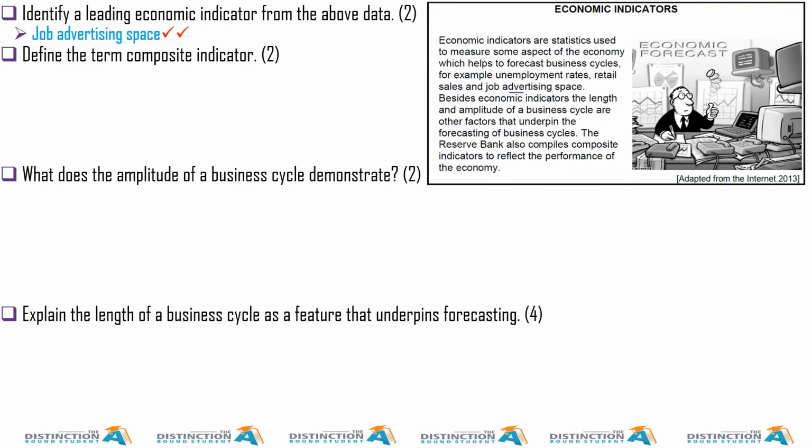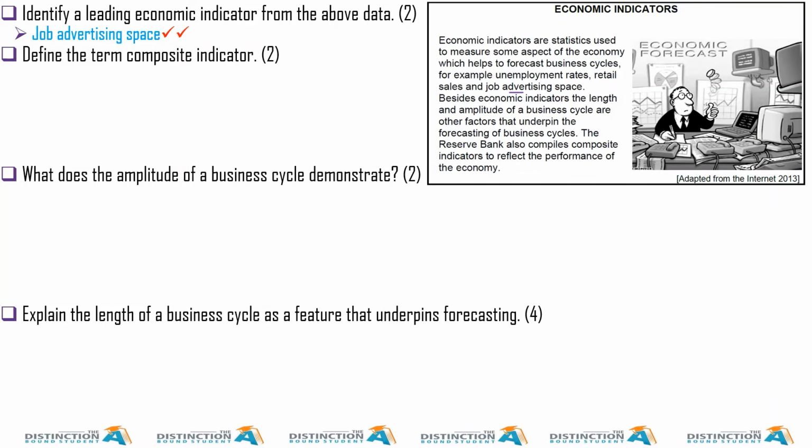All right, so we have job advertising space. This is a leading indicator. Just think about it. Before the economy recovers, remember that question we did where we were talking about a recession? Let's say we're going through a recession, and the governor of the Reserve Bank reduces interest rates, and that makes credit very cheap. That could cause businesses to go for credit and go for expansion, and that is going to cause a recovery. But now when they do that, they'll have to advertise for job spaces.